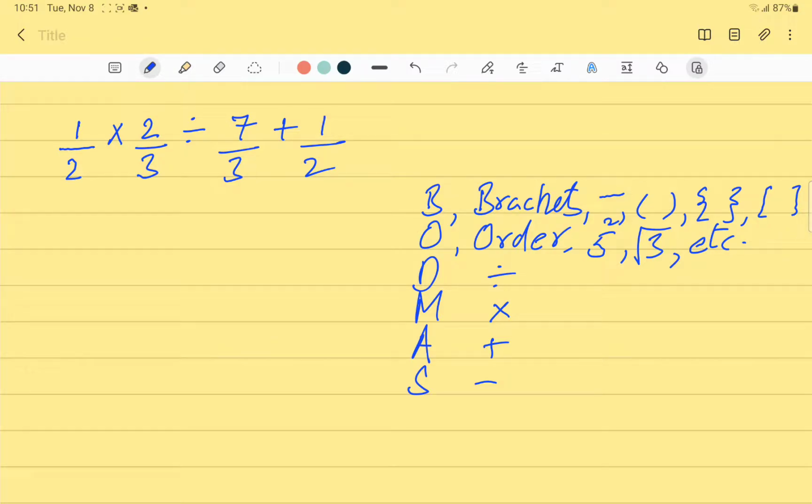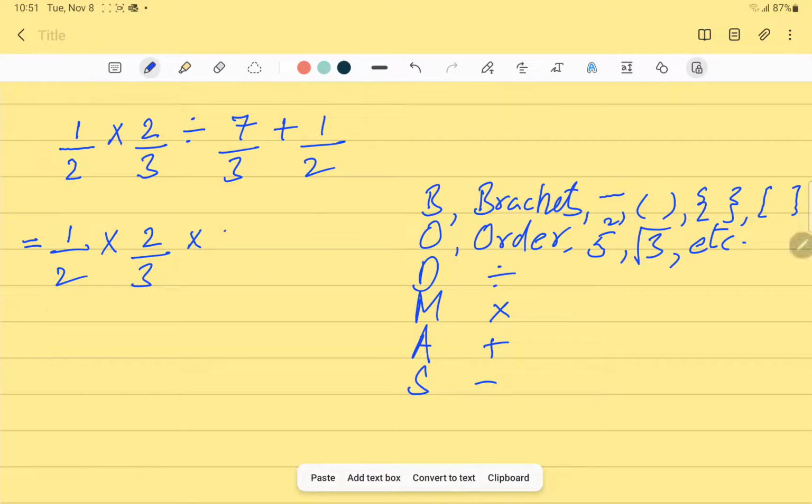Okay, let's move on to our solution. In this expression we don't have any bracket, so we will go with the hierarchy of signs, like division first, after that multiplication, then addition, and then subtraction. Actually there is no subtraction in this expression. So first of all we solve the division part. Division we can change to multiplication, and then we write the reciprocal of the number which is appearing after the division. So 7 over 3 will become 3 over 7.